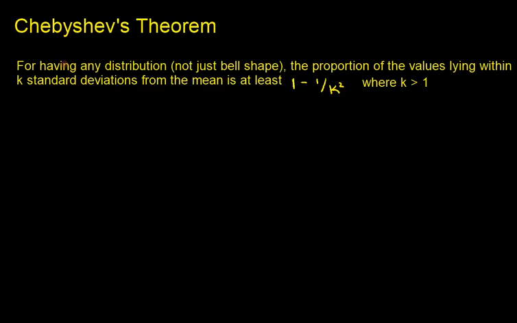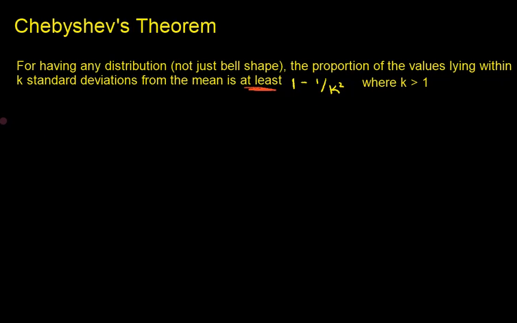In this video, we're going to discuss Chebyshev's Theorem. Chebyshev's Theorem says that for any distribution, unlike the empirical rule, which is only for bell-shaped or normal distributions, the proportion of values lying within k standard deviations of the mean is at least, so it could be more, but at least 1 minus 1 over k squared, where k is greater than 1.